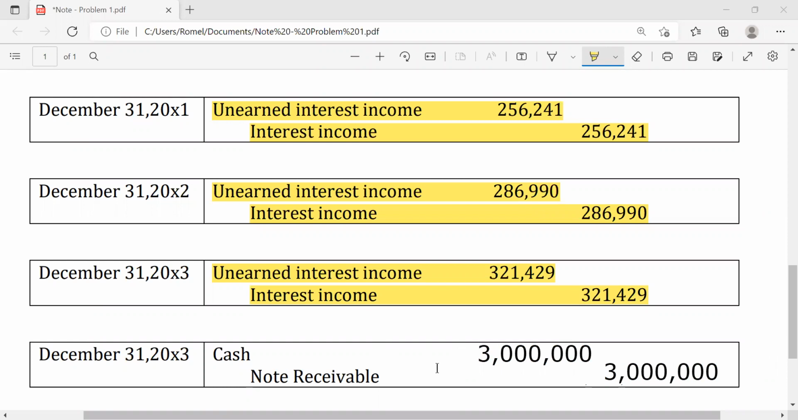Pero bakit ito yung journal entry? Kasi by December 31, 20X3, you will be collecting the note. And because of the collection, you will receive the face amount of the note, which is 3 million pesos. Therefore, by the end of the term or at the due date, magde-debit tayo ng cash and credit note receivable equal to the face amount, which is 3 million pesos.